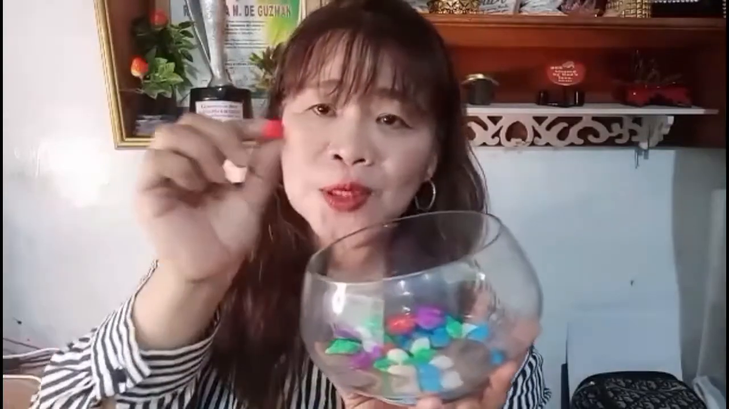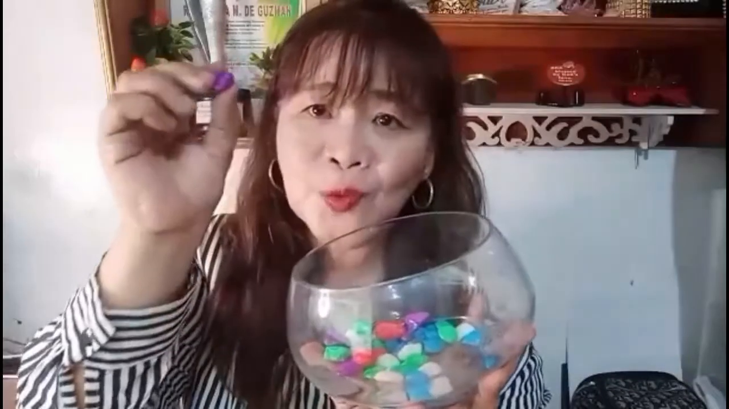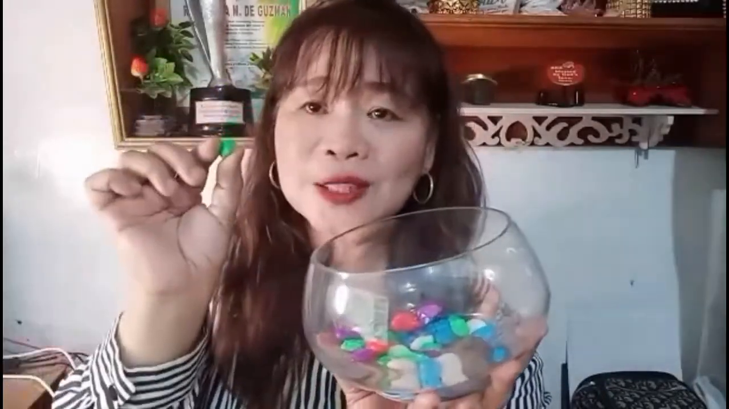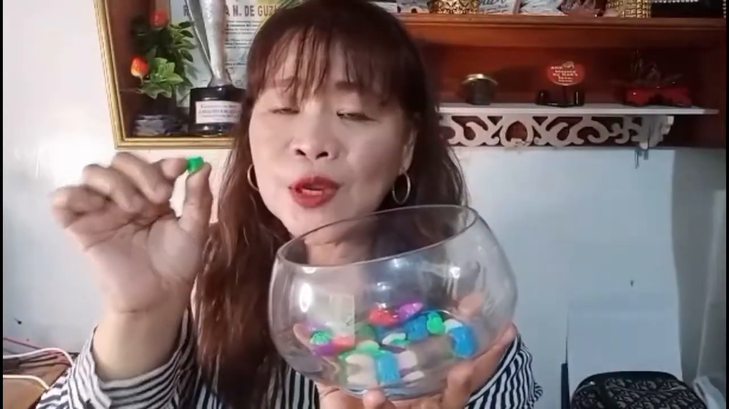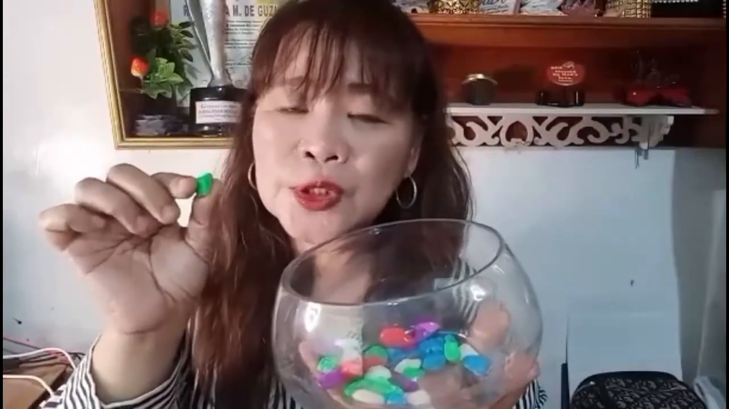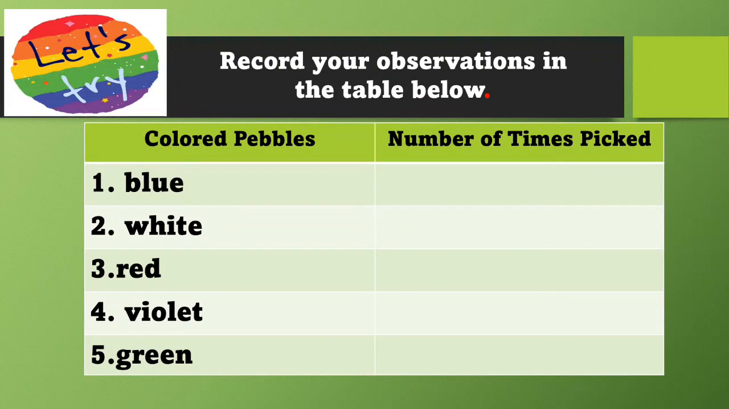How about the red one? What is the expected outcome? How about the violet one? What are the expected outcomes? And how about the green one? What is the expected outcome? So you are going to record this in the table that I will be showing to you. Okay? So now let's try.